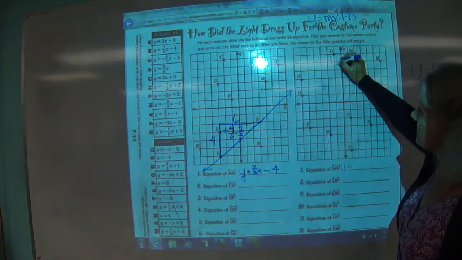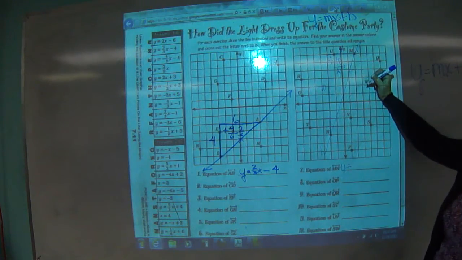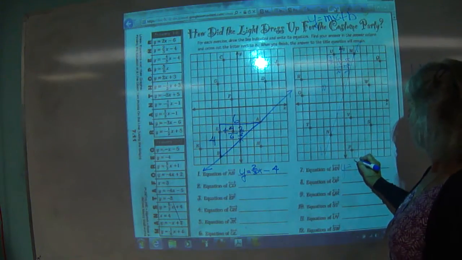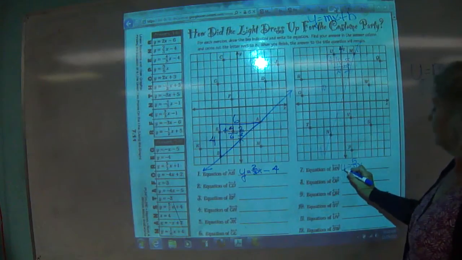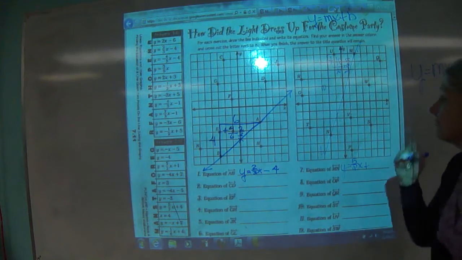And our rise was 10 and our run is 4. Can we simplify it? 2.5. Remember, always leave it as an improper fraction. So 5 halves. 5 halves x, your mama's x, plus, okay, now there's another way to do it, to make sure you know where it crosses.